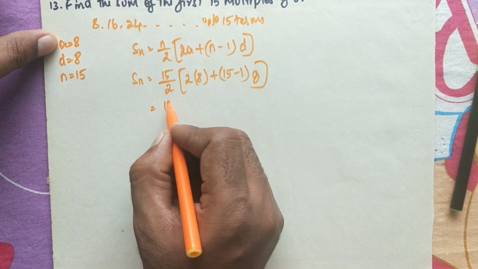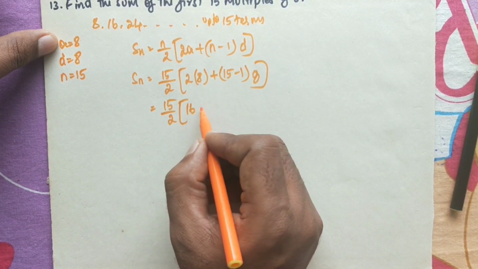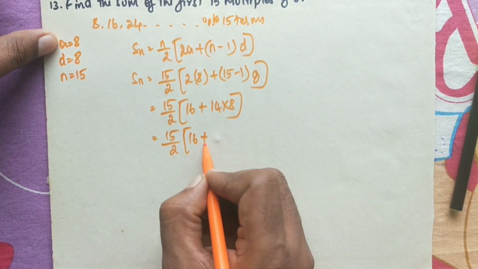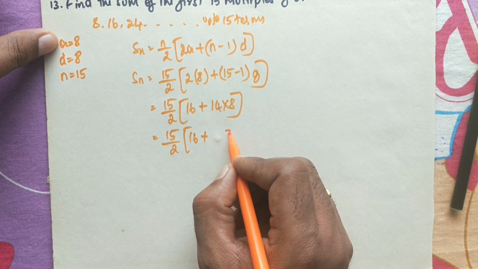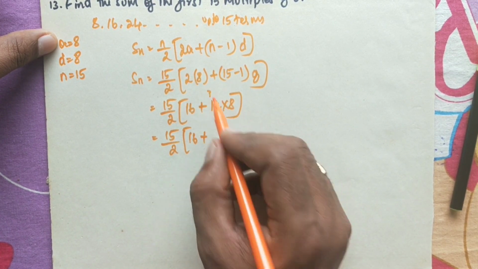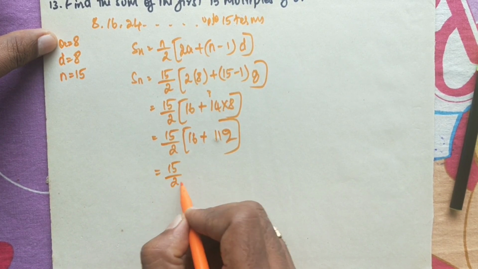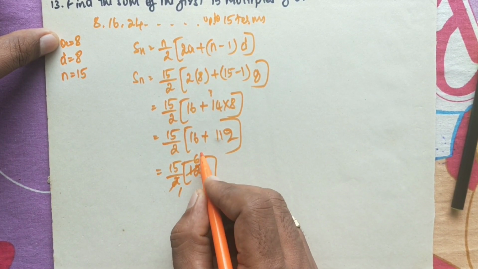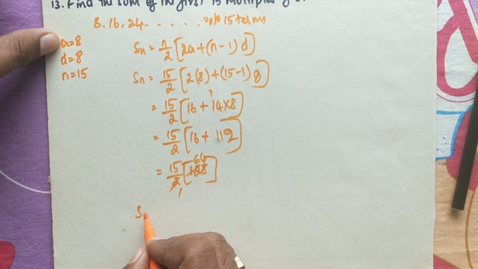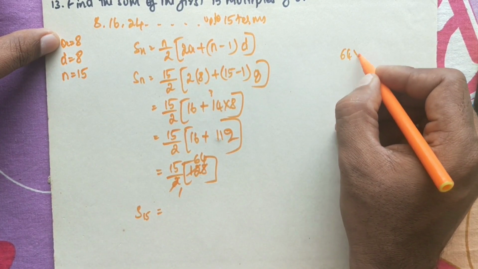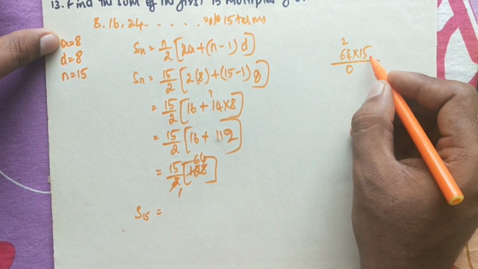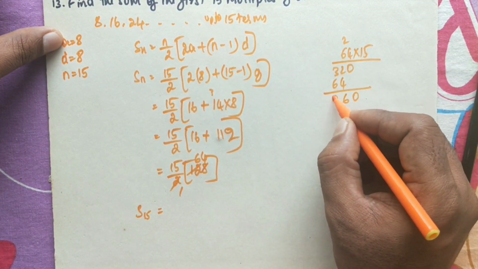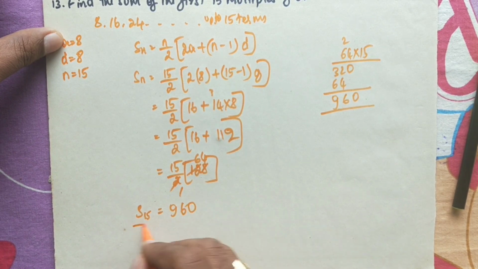So it is equal to 15 by 2 into 2 eights are 16 plus 14 into 8, which is 112. So 15 by 2 into 128, 2 ones are 2... so S15 is equal to 64 into 15. 5 fours are 20, 5 sixes are 30, and so on, giving 960. This completes our problem.